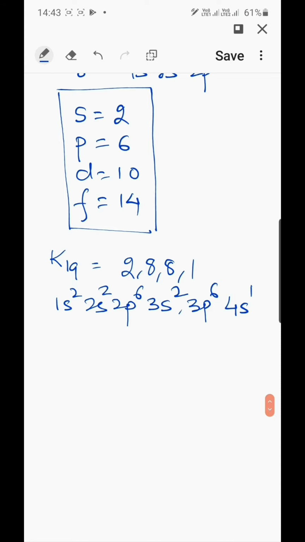Okay, give a view on this electronic configuration. The first shell contains 2 electrons. The second contains 8 electrons. The third also contains electrons, and the fourth shell contains only 1 electron.